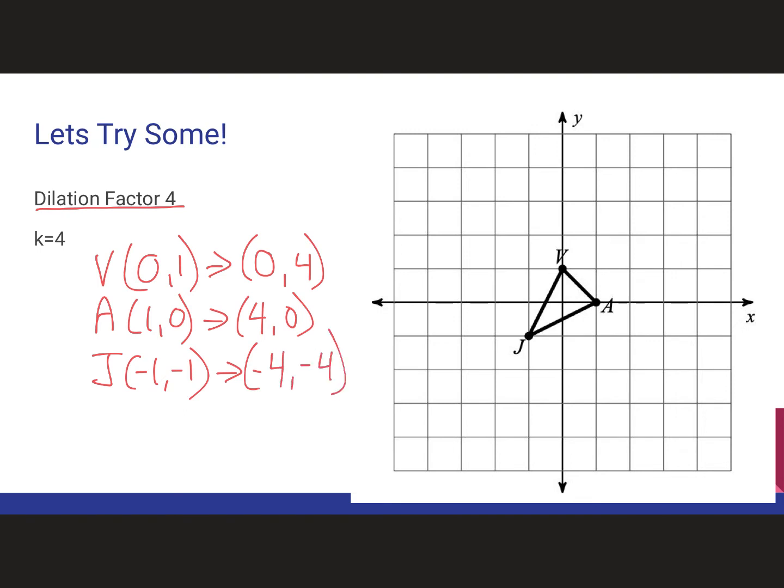And I plot those points. So 0, 4 is right here. So this is my image of V. 4, 0 is right here. So this is my image of A. And then J is at -4, -4, which is down here. That's my image of J. So I connect those points to get my new image. You see it is bigger. If I look at my side lengths, they multiply by the same number. All of them multiply by 4.